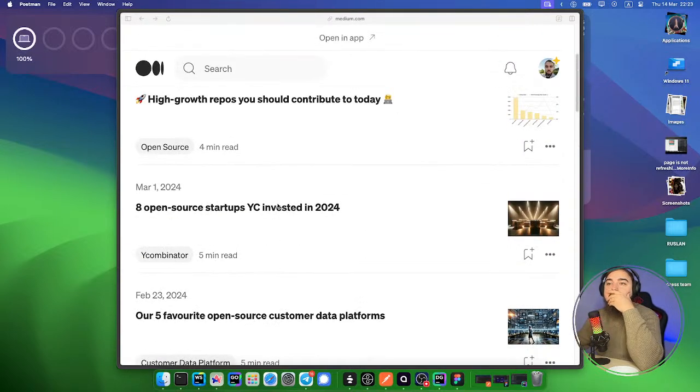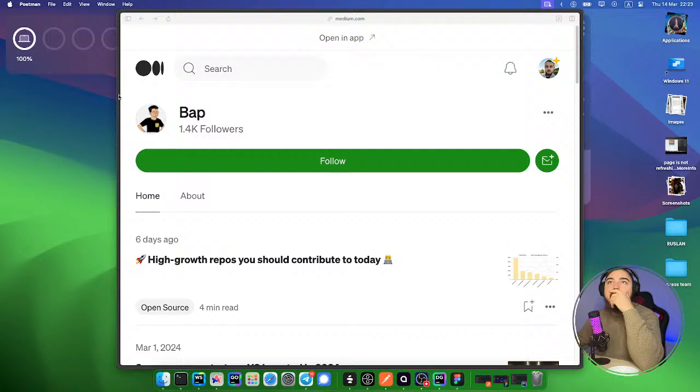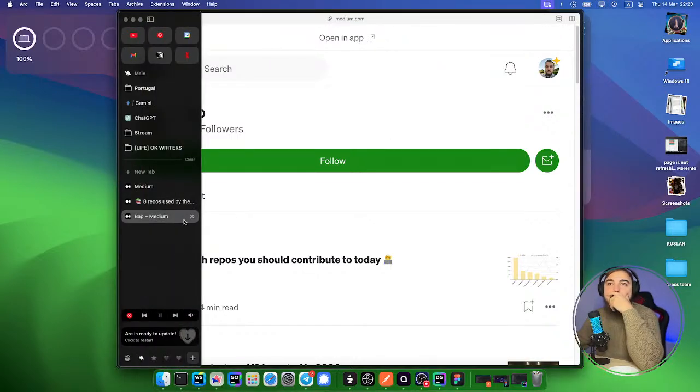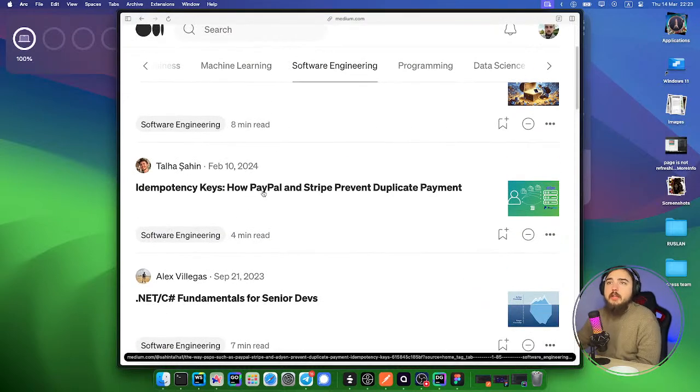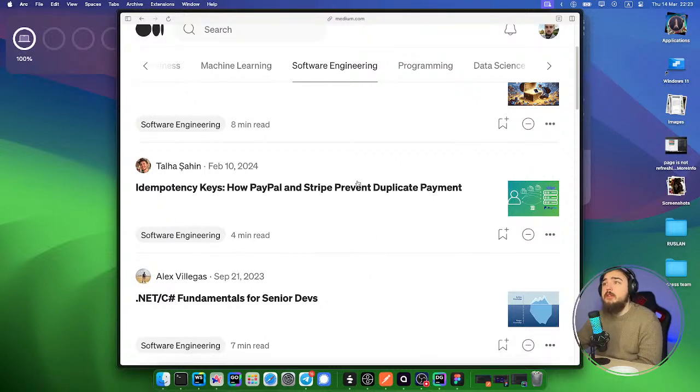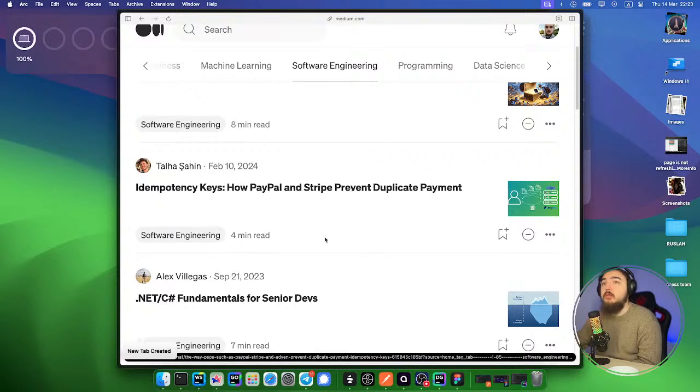"5 favorite." Okay, it's not interesting, but let's go. I don't know, like a regular guy. Let's take a look at some other ones. Maybe we'll have some better approaches. "How PayPal and Stripe prevent duplicate payments." Oh, it's interesting.